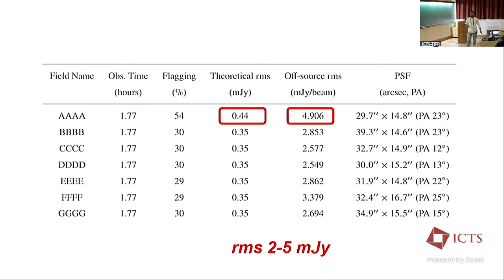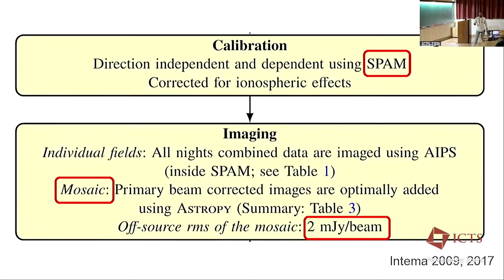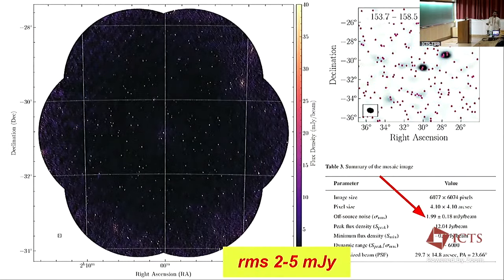So this is what we got, and after that we have added, as I said, to get a mosaic using AstroPy, and the off-source RMS has boiled down to 2 millijansky. So this is the best result that we have got with this pilot survey. This is the mosaic, and you can see there are many sources which you can find here. That RMS is 2 millijansky. Sorry for the typo.